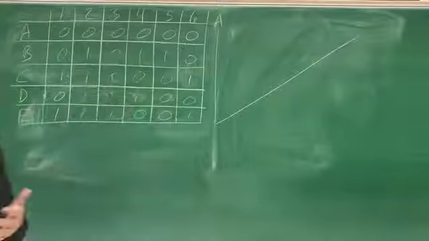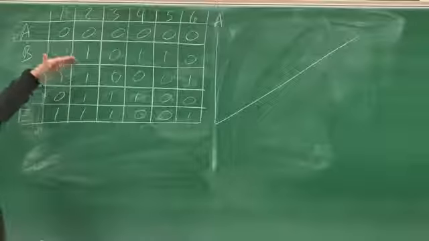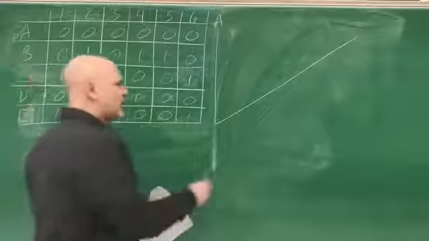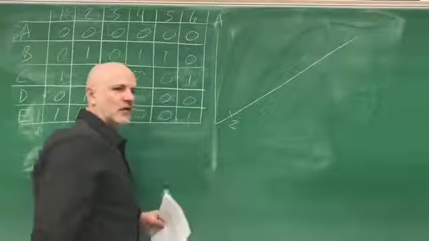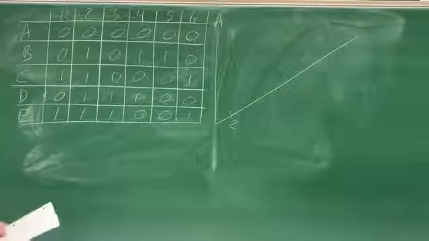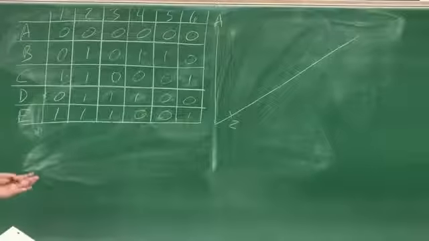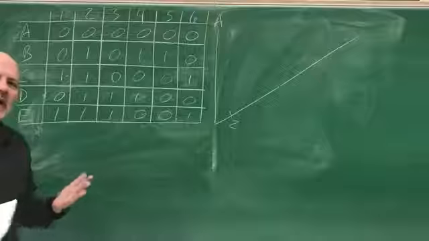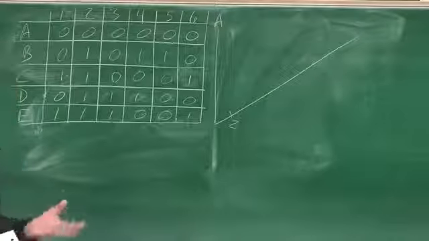And now what we want to do is look at what everybody has that A does not. Everybody has characteristic 2, so we're going to write in a characteristic 2 there. Now, instead of just looking at how many zeros and how many ones, we're actually going to start grouping these together.